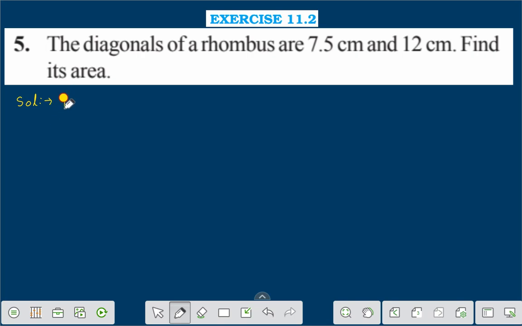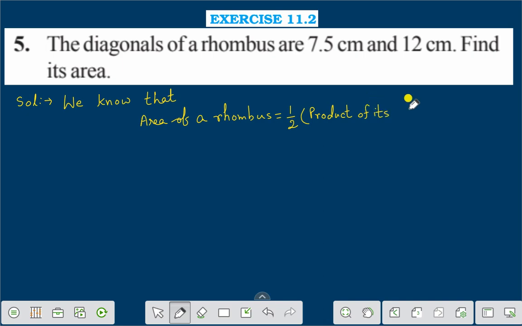We know that area of a rhombus is equal to half, 1 by 2, into the product of its diagonals.